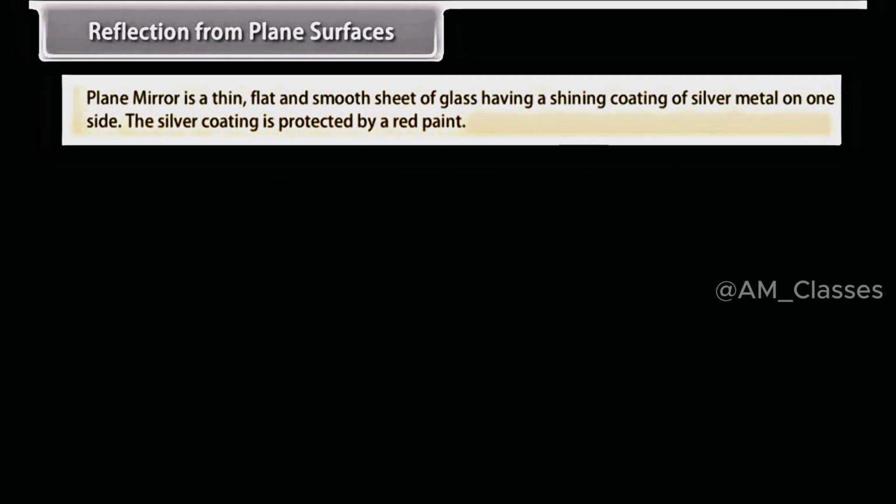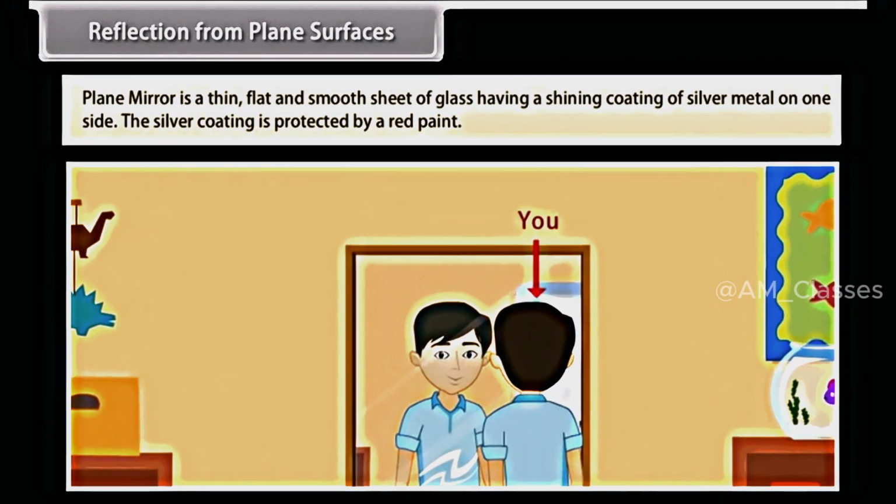Reflection from plane surfaces. A plane mirror is a thin, flat, and smooth sheet of glass having a shining coating of silver metal on one side. The silver coating is protected by red paint.